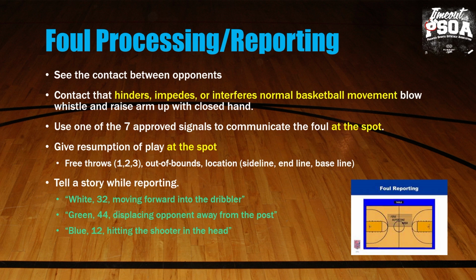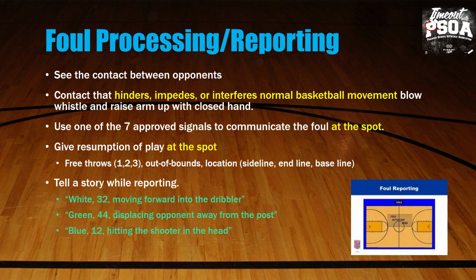Only the 7 approved signals, so we know block, charge, push, hold, elbow, illegal use of hands, hand check, and then the spot where we will put the play in next. Sideline, end line, baseline, one of the 4 designated spots. Shooting 2 free throws, shooting bonus free throws, shooting 3 free throws because it was a shooting foul outside a 3-point arc. And then when you go report, don't go to the table. Stay inside that volleyball court.